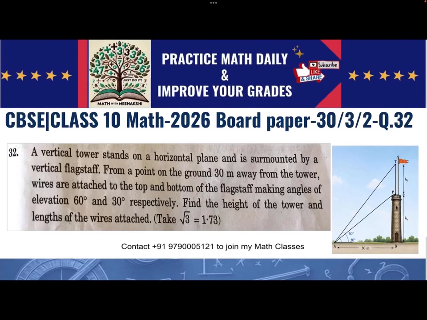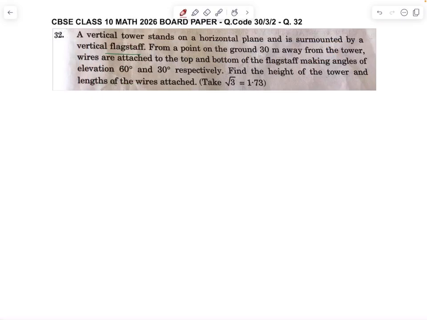Hello all, in this video I'm going to solve question number 32 from the CBSE class 10 standard math 2026 board paper. The question paper code is 30/3/2. A vertical tower stands on a horizontal plane and is surmounted by a vertical flagstaff.